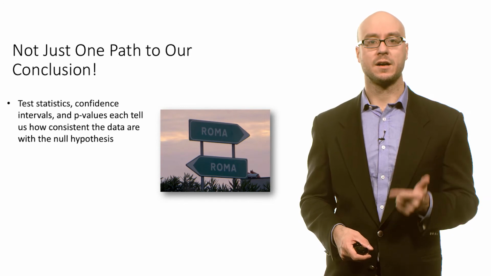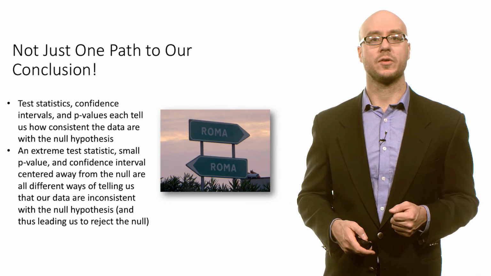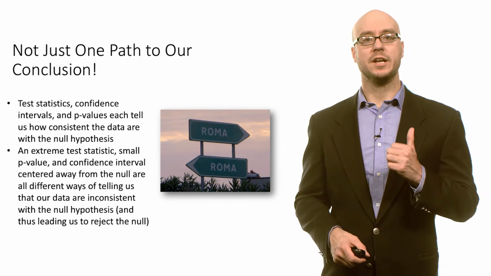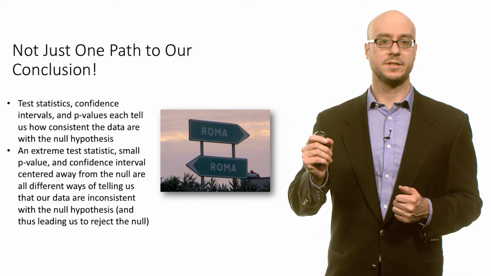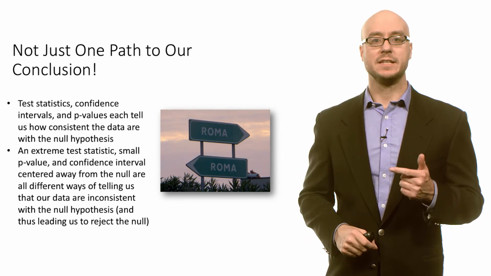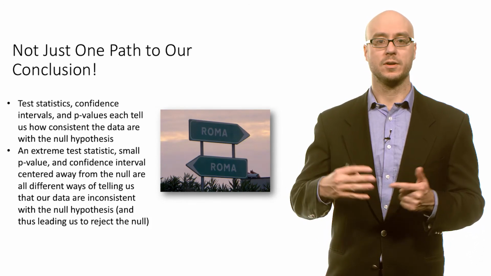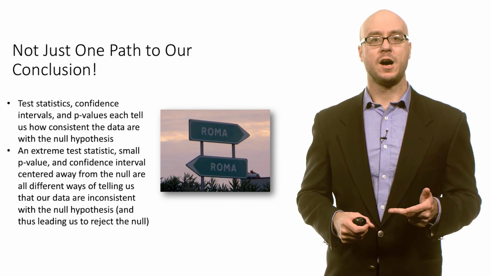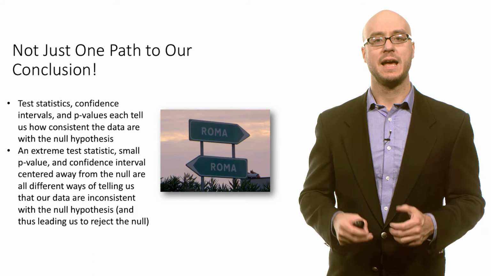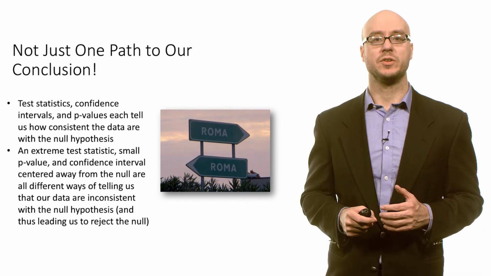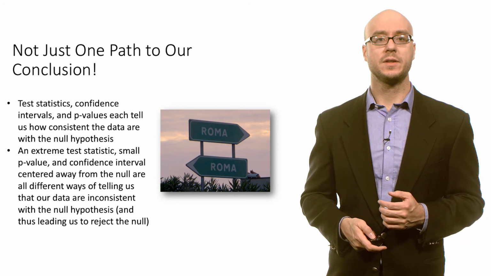Z-test statistics, confidence intervals, and p-values each tell us how consistent the data are with our null hypothesis. An extreme test statistic, so very large positive or very negative, a small or low p-value, say below 0.05 or less than that, or a confidence interval centered away from the null are all different ways of telling us our data are inconsistent with the null hypothesis. And in each of these instances, we would reject the null hypothesis.